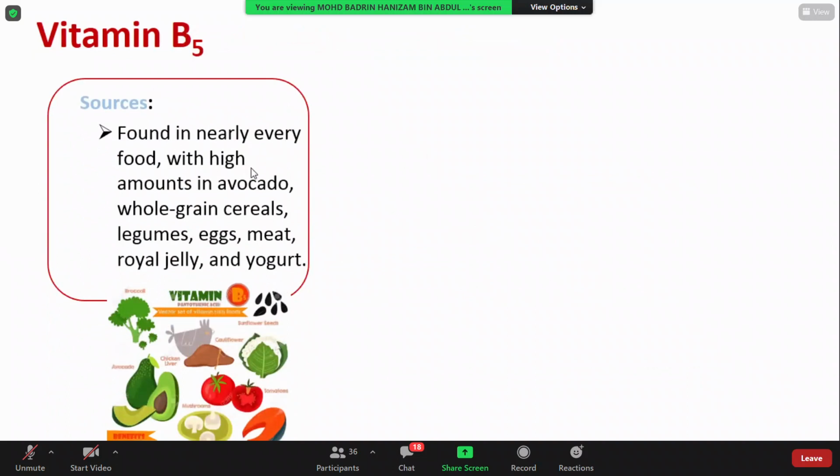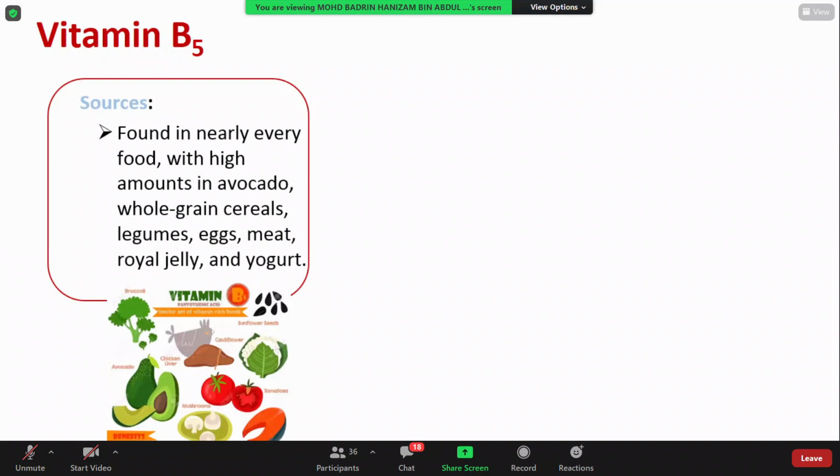So sources of this pantothenic acid or pantothenate: nearly every food, with high amount in avocado, whole grain cereal, legumes, egg, meat, royal jelly, and yogurt. So quite a lot of types of foods that you can get vitamin B5. So that's no problem in getting this B5. You don't need supplement for this vitamin because you can eat almost every food that contains this.